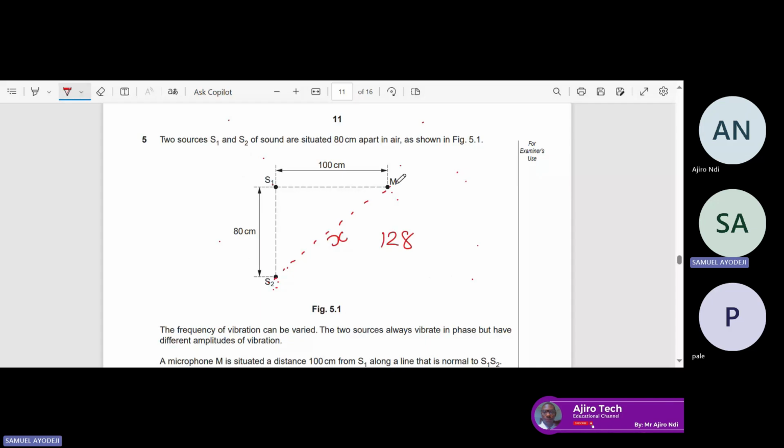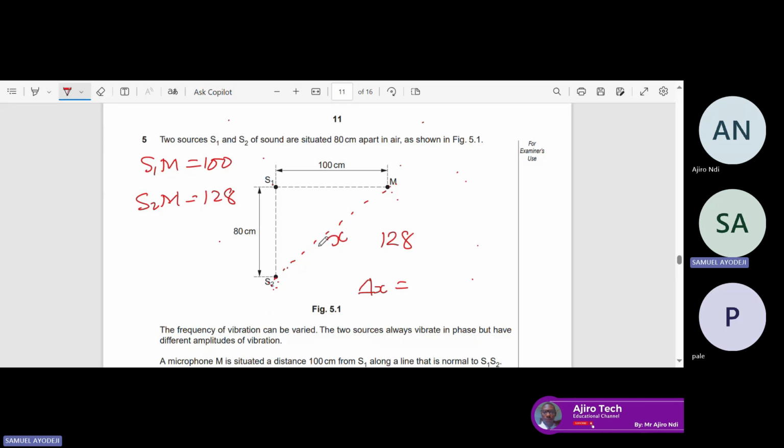So in this case, the meaning is that someone wants to move from S1 to M, and S2 also moves to M. What's the difference in distance covered? That's called path difference between the two. So we have S1M as 100, we have S2M as 128. What's now the difference in the paths? The path difference, let me call it delta S, means the difference in the distance covered by the two.